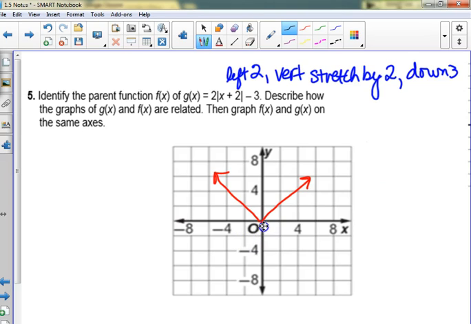So what did we have? Left 2, which is to here. Down 3. And it's basically going up twice as fast. The actual slope of each branch would be 2 now, or -2 if you're on the left branch.